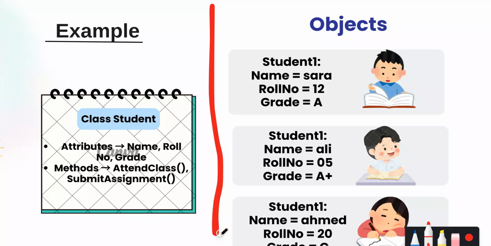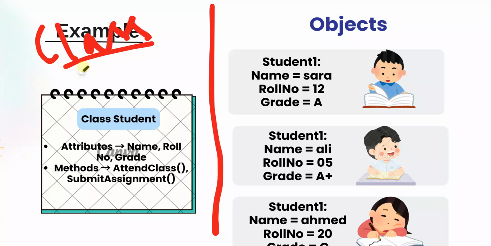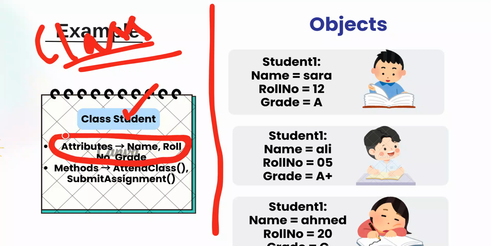I think this is a very good example from where you can understand it easily. I'm dividing that into two parts. Here you can see that we are designing one class. This is the class name, which is student, and for that class, I have designed some attributes. For example, I will need the student name, the roll number, and also the grade. In the same way, we have some functionality for that program too. For example, attend class, submit assignment, etc.